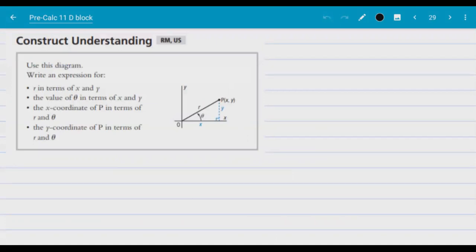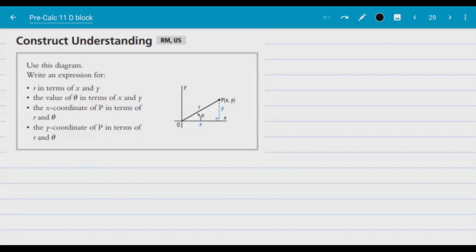So construct your understanding. Write an expression for r in terms of x and y, the value of theta in terms of x and y, the x-coordinate of P in terms of r and theta, and the y-coordinate of P in terms of r and theta. Okay, so first things first, we need to write an expression for r. r is the hypotenuse, this one. So we're looking for an expression for the length of r.